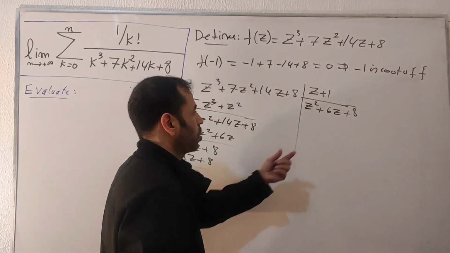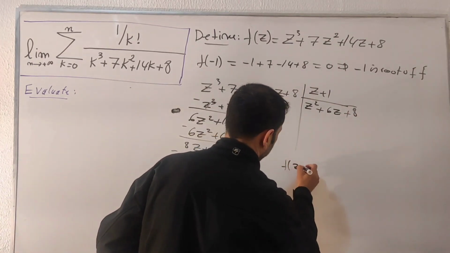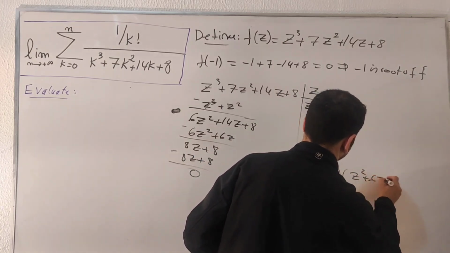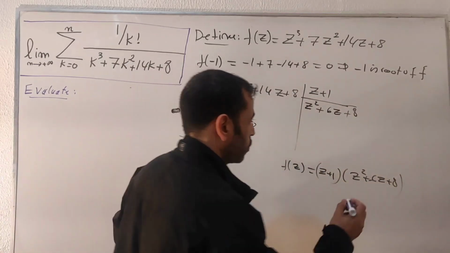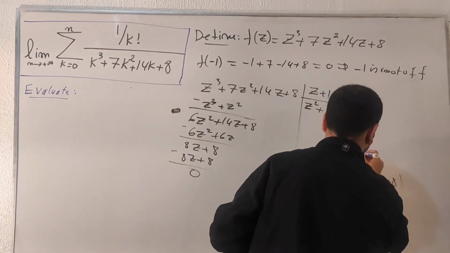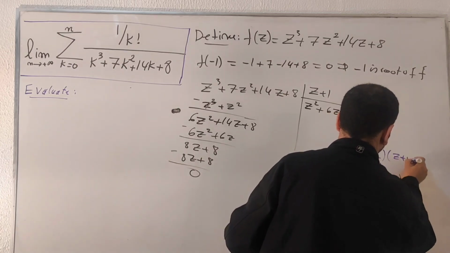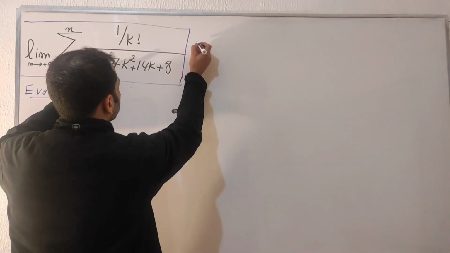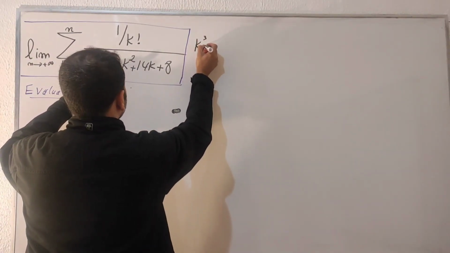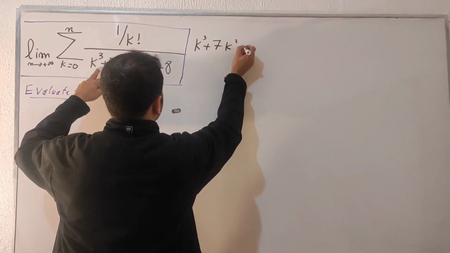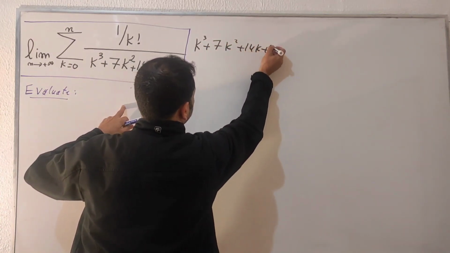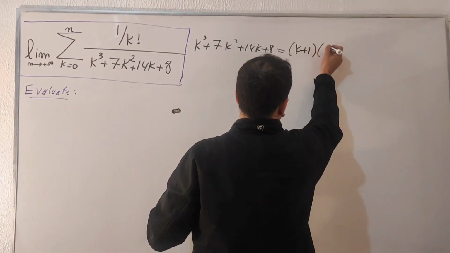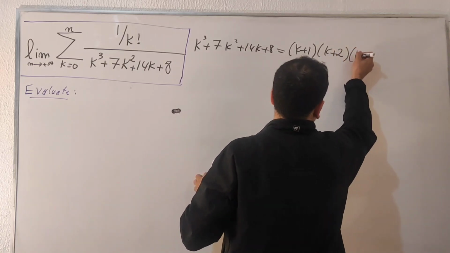So this is factorized in this form: f of z equals z plus 1 times z squared plus 6z plus 8. If we factor this out, it gives us z plus 2 times z plus 4. Now we have determined that k cubed plus 7k squared plus 14k plus 8 is factorized as k plus 1 times k plus 2 times k plus 4.